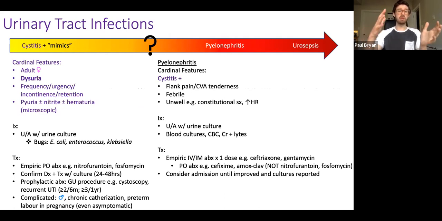And then recognize pyelonephritis. This is cystitis plus other features. So these are the red flags on exam that you'll look for. Flank pain. Are they febrile? Are they unwell? Do they have a high heart rate? Do they seem shocky? Are they feeling really, really unwell, like puking, laying in bed, fatigued, with muscle aches and pains? That requires more intensive treatment because it can be dangerous, leading to things like urosepsis and mortality and morbidity.